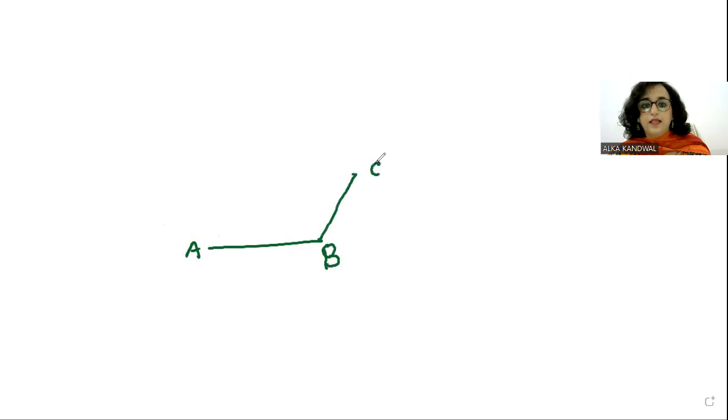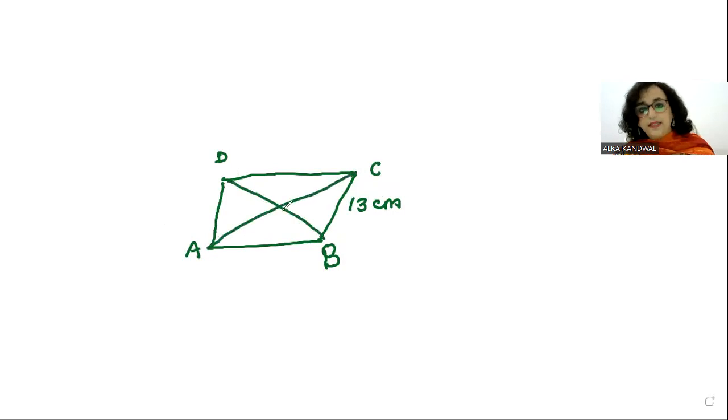ABCD. They are saying that it is a rhombus. Okay, and they have said that BC is 13 centimeter. And then they are saying that these are the diagonals and they are bisecting each other at O. And they are saying that this BD is 10 centimeter. So what do we know about a rhombus? That they are perpendicular bisectors to each other. So this will be 90 degrees.